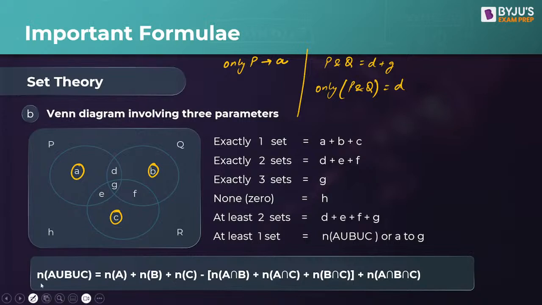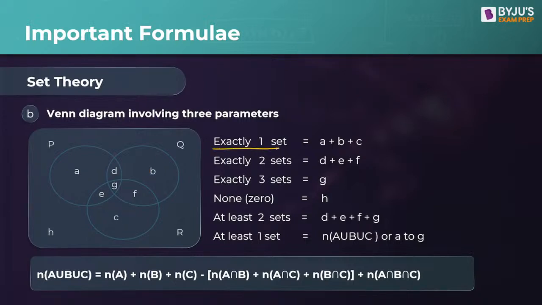Now moving ahead, exactly one of the regions will be A, B, and C. Which ones are exactly two? D, E, and F. And exactly three is G. None of these parameters is H. All right. Then at least one, at least two, at least three, at most one, at most two, at most three, you can think about these on your own. Now, also the formula for A union B union C, you all must note down this formula.